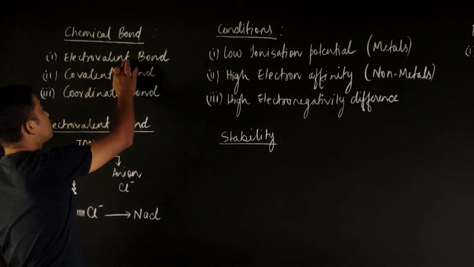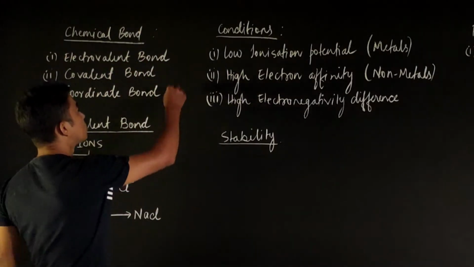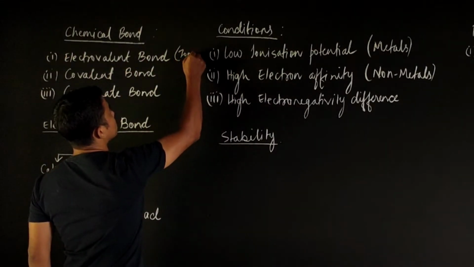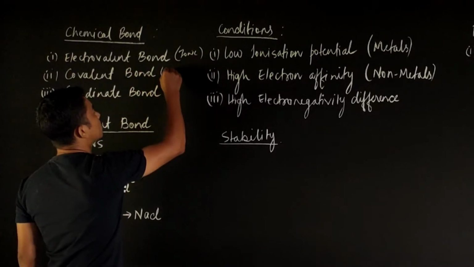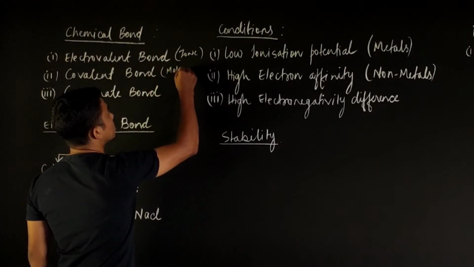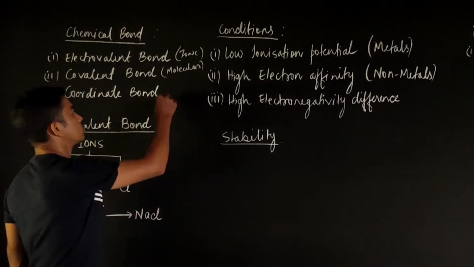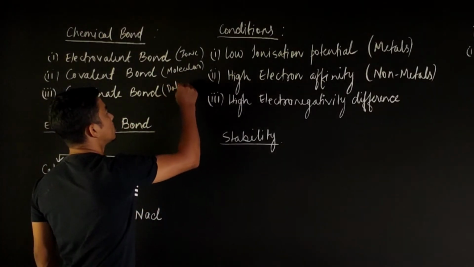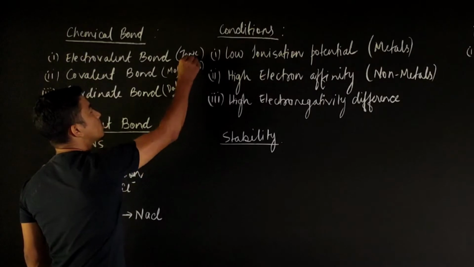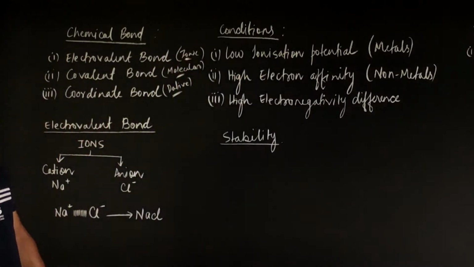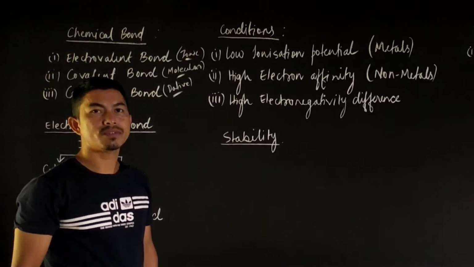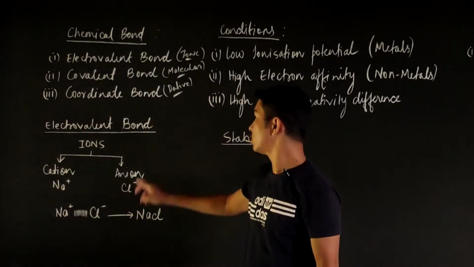Now this electrovalent bond is also known as an ionic bond, and the covalent bond is also known as a molecular bond, and this coordinate bond is also known as a dative bond. So in this chapter we will learn in detail about these three different kinds of bonds. The first type we have is the electrovalent bond.